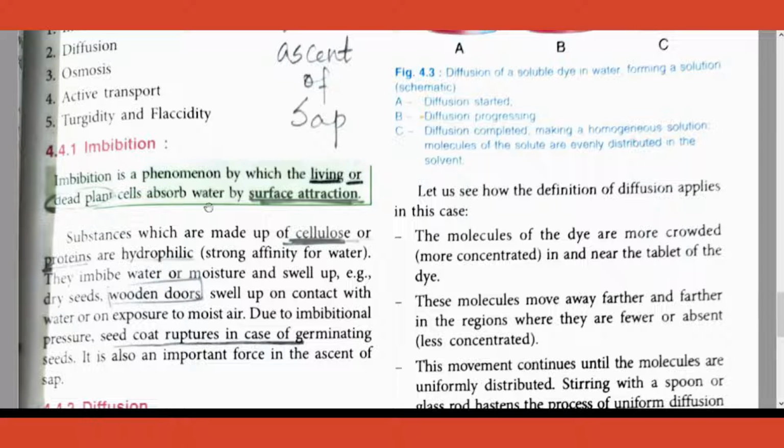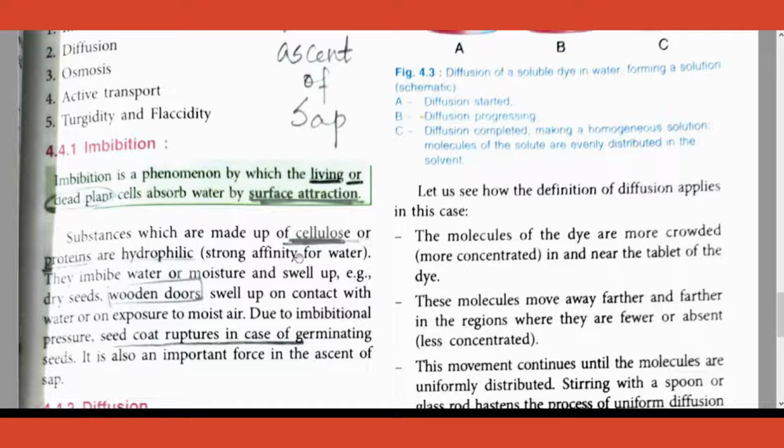So what is it? Whether a plant cell is dead or alive, it absorbs water. That's why the wooden door, where the wood has been dead for a long, long time, we have made the door out of dead wood, isn't it? Still, it is absorbing water. That phenomenon is called imbibition.